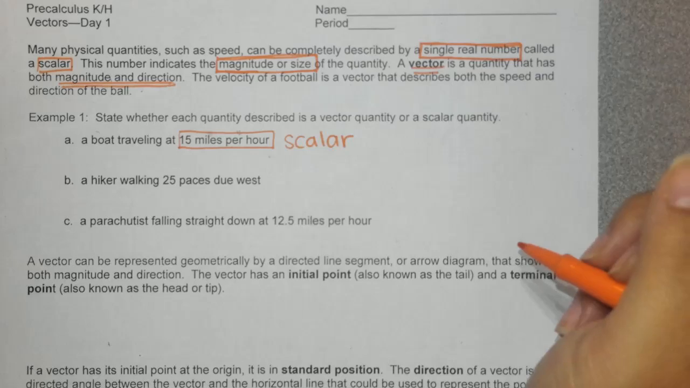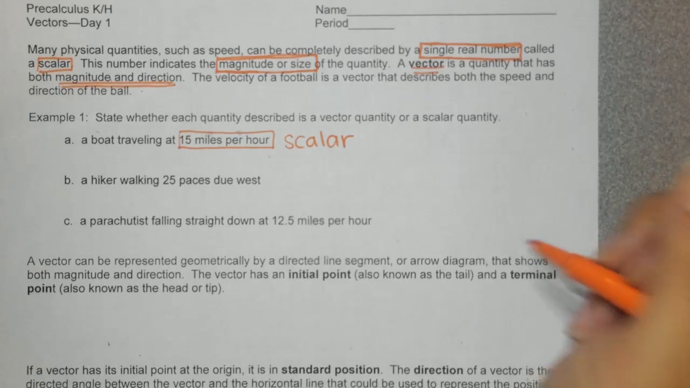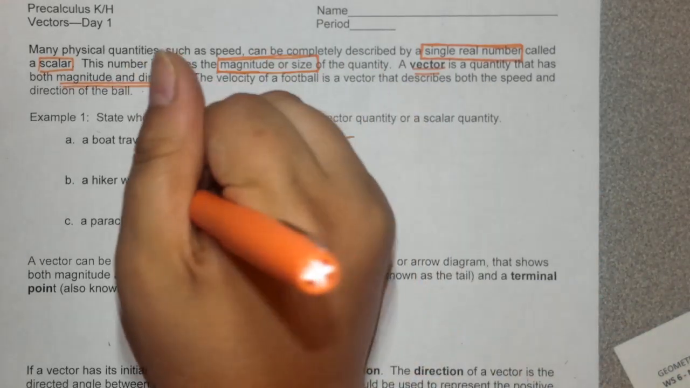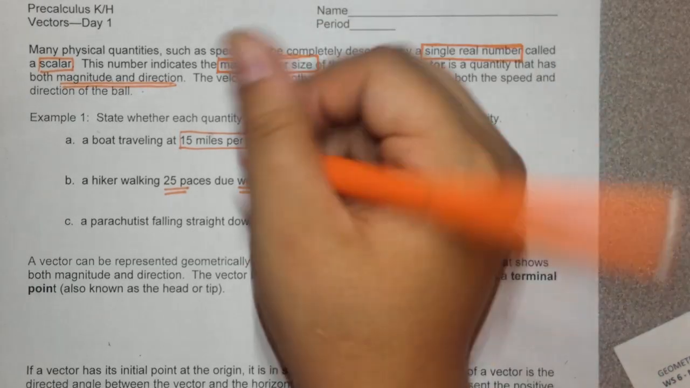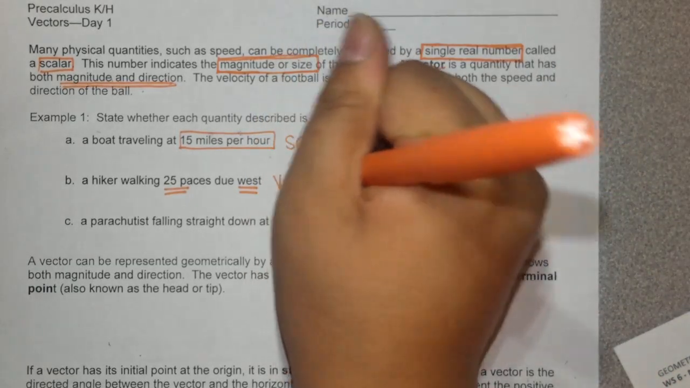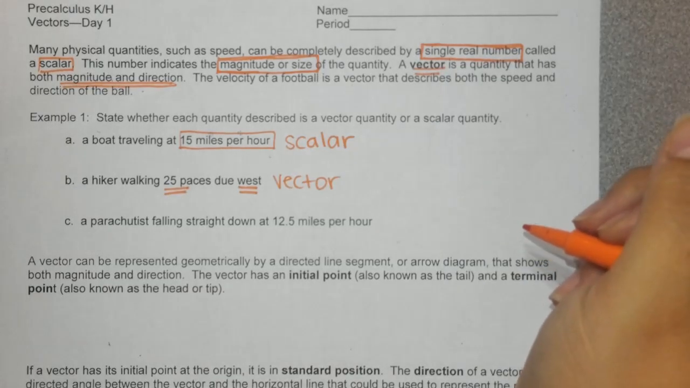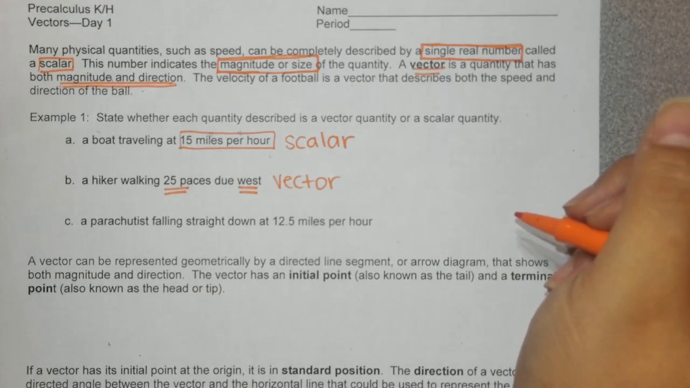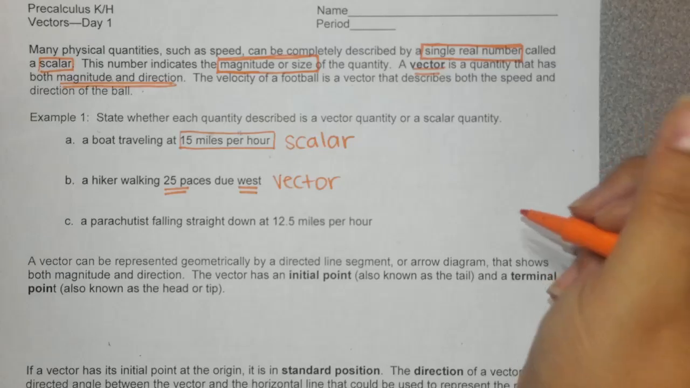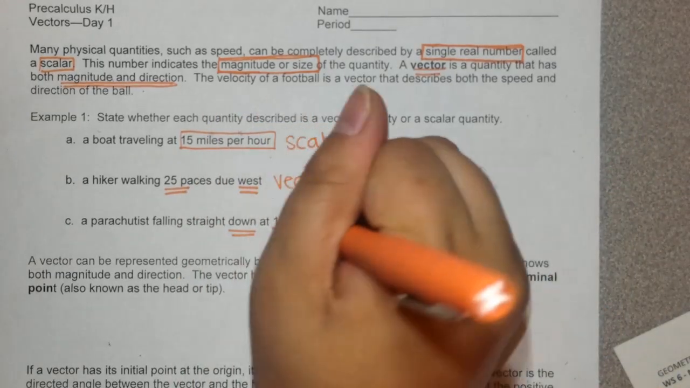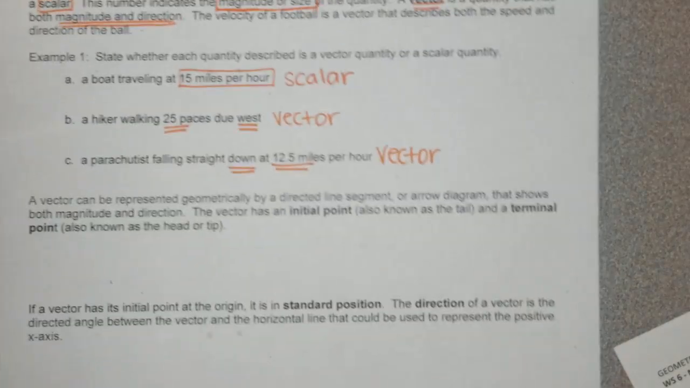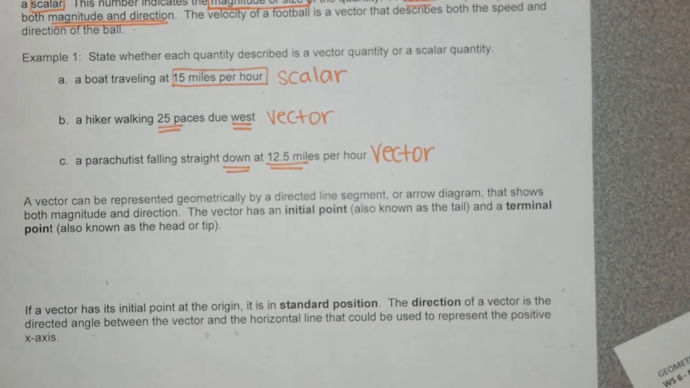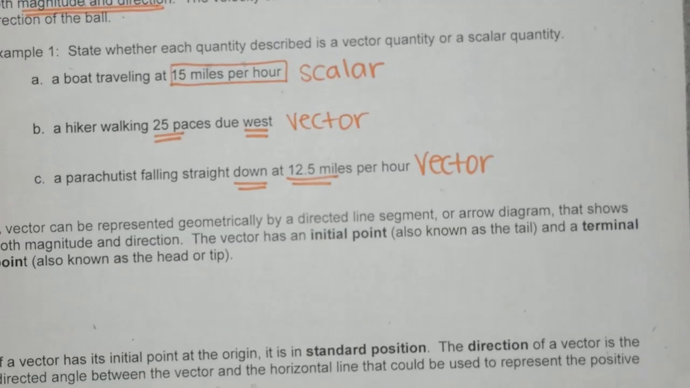A hiker walking 25 paces due west. It is a vector because it's both a magnitude and a direction. A parachutist falling straight down at 12.5 miles per hour. Down 12.5 miles per hour is a vector. What questions do I have about determining if something is scalar or a vector?